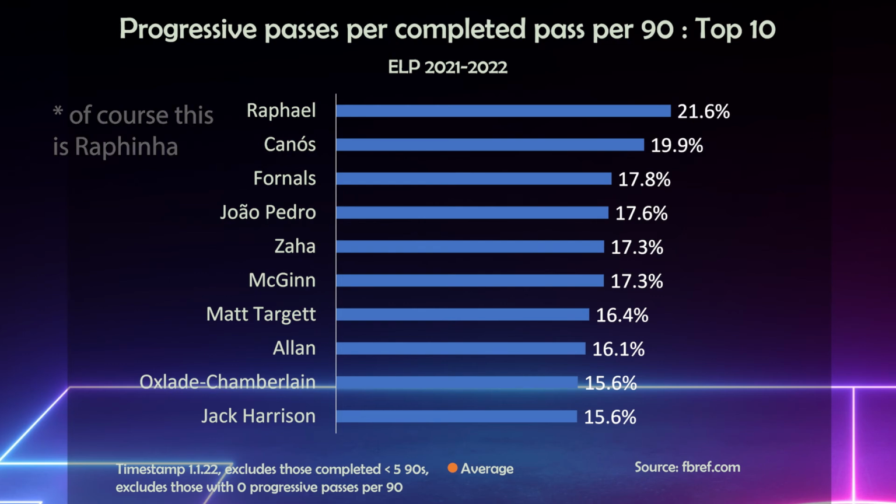You see a Brentford player, Canos. I'm pretty sure that's not how you pronounce his name, but we'll go with that for now. Fornals, of course, for West Ham. Joe Pedro at Watford. A couple of Aston Villa players in there as well. So I'm not going to dwell on this and spend ages going through each of the names, but I just think it's really interesting to see which of those players are more efficient in moving the ball further towards the opposition's goal.